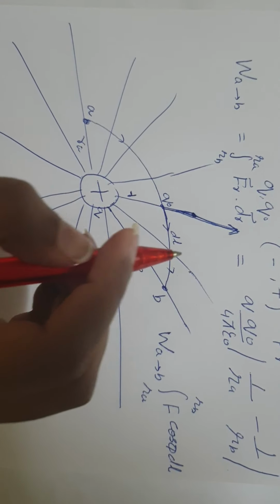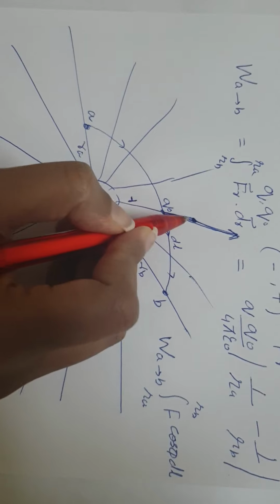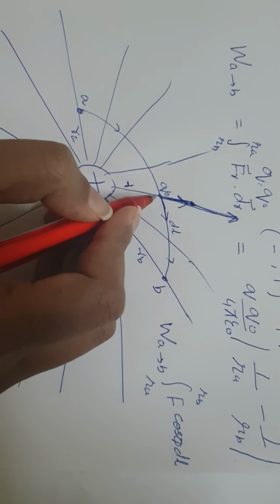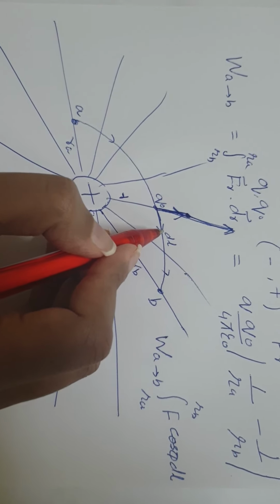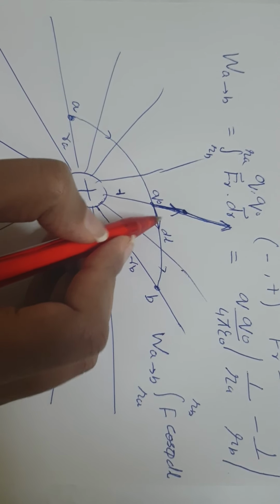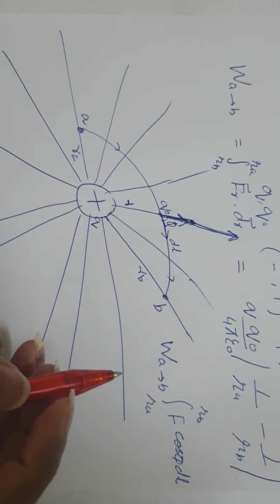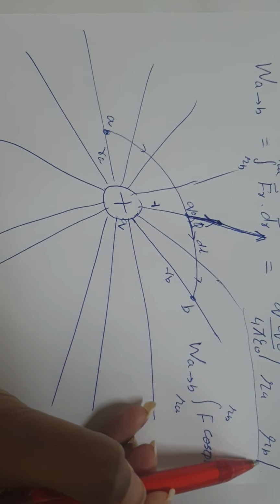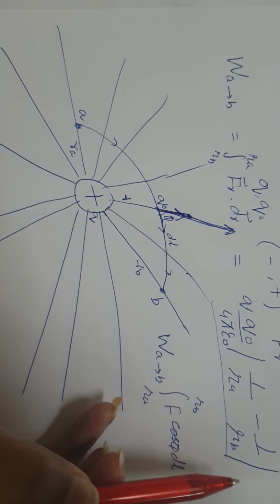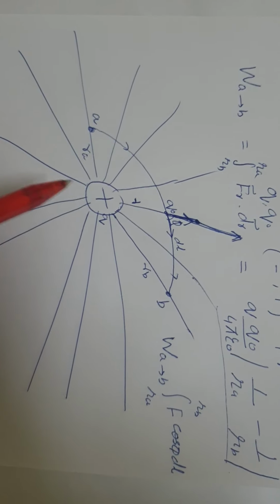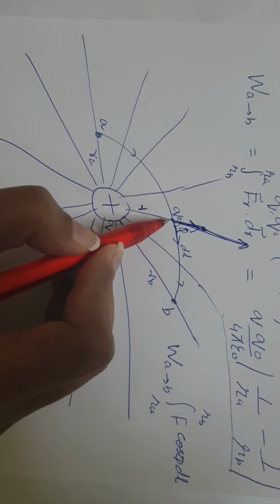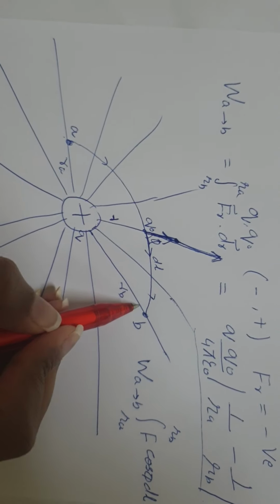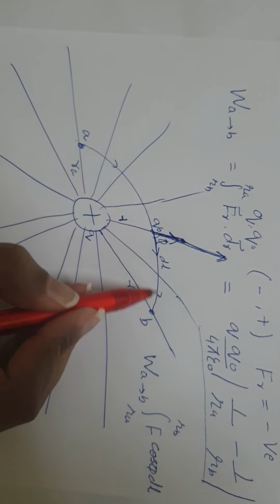dl depends on the change dr, this dr, in the distance r between the charges q and q naught, and it is the radial component of the displacement. We resolve this displacement. It shows that this equation is valid for more general displacement as well. The work done on q naught by the electric field E produced by Q depends on RA and RB, not on the details of the path.